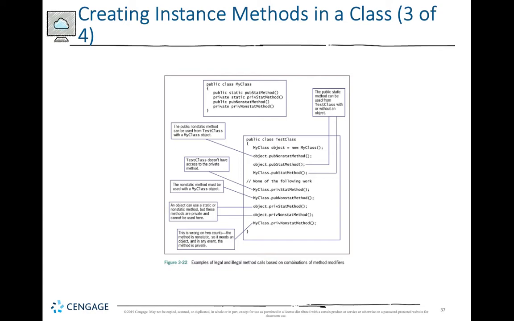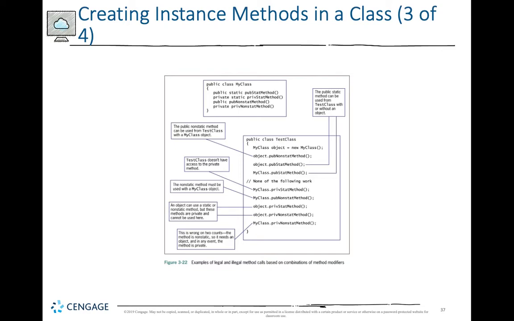All right, now let's look at the other one. Test class doesn't have access to the private method. So here, MyClass.privateStaticMethod. Well, remember, if it's private, you can't see it, even if it's static.